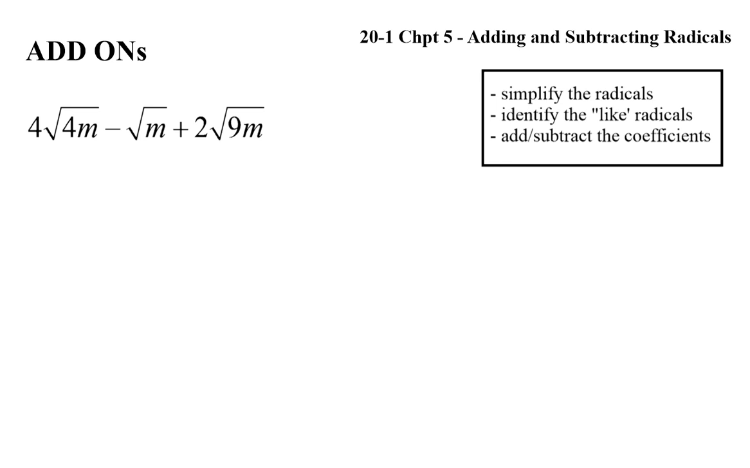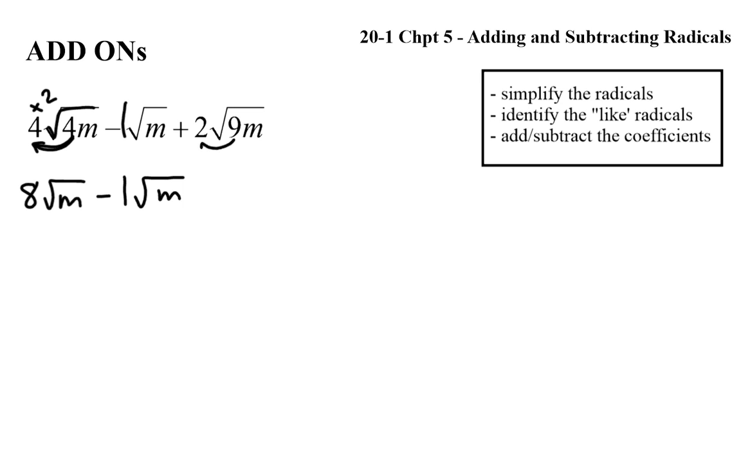4m, I can root out 4 because the square root of 4 is a 2, and m I can't root anything out because m, I can't multiply something by itself to get an m. So if I root out the 4, I'm going to be multiplying by a 2, and I'll have 8 root m. If it helps, there's a coefficient of 1 out front. M by itself can't root out an m because nothing times itself gives me m, so I still just have a negative root m. And then 2 root 9m.